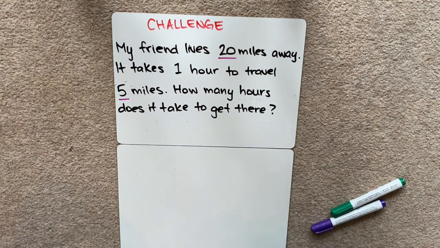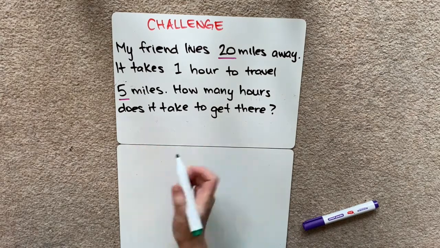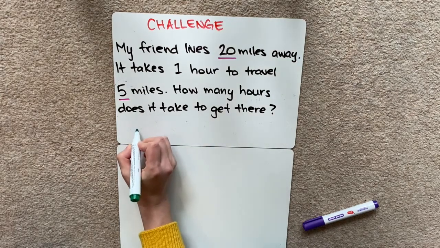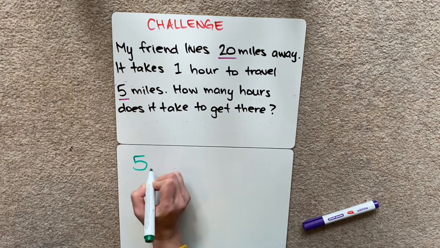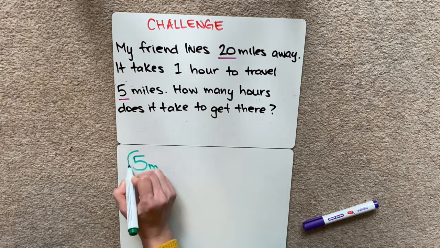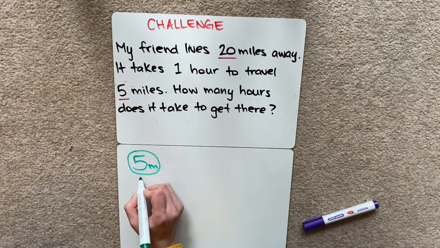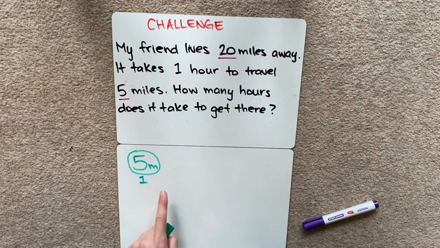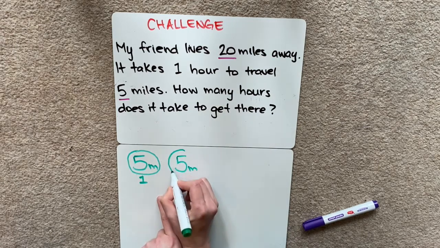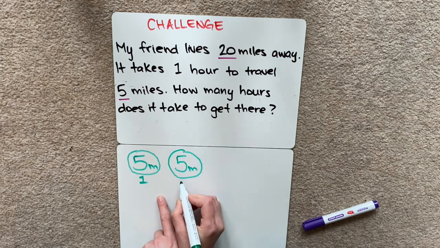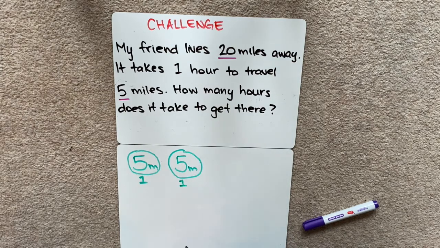I'm going to draw a slightly different type of picture this time. So I've got 1 hour and I've got 5 miles. I'm going to draw it down here. So 5 miles in 1 hour. I want to get to 20 miles. So I'm going to drive another 5 miles. That's another hour. What should I do now? Pause the video and have a think.